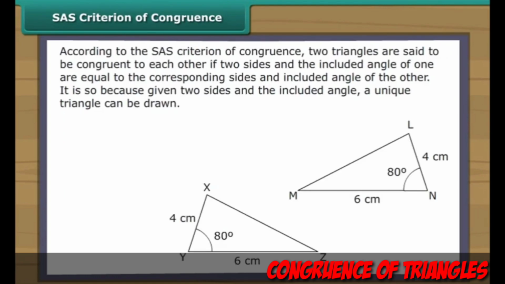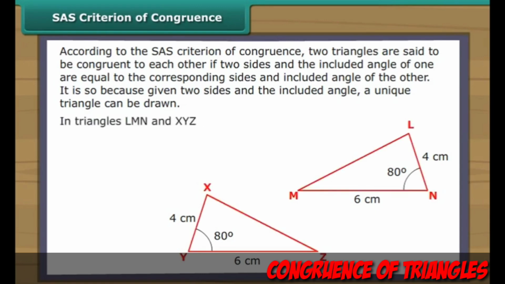SAS Criterion of Congruence. According to the SAS Criterion of Congruence, two triangles are said to be congruent to each other if two sides and the included angle of one are equal to the corresponding sides and included angle of the other. It is so because given two sides and the included angle, a unique triangle can be drawn.